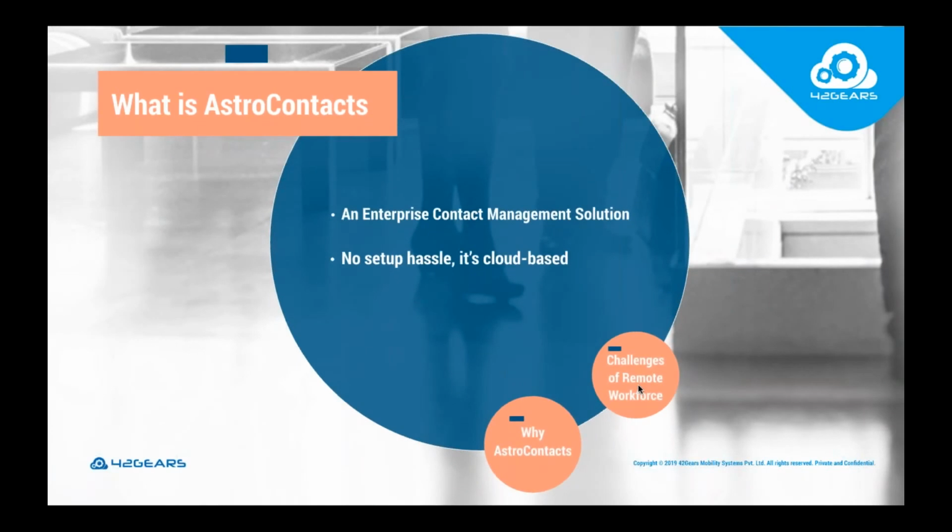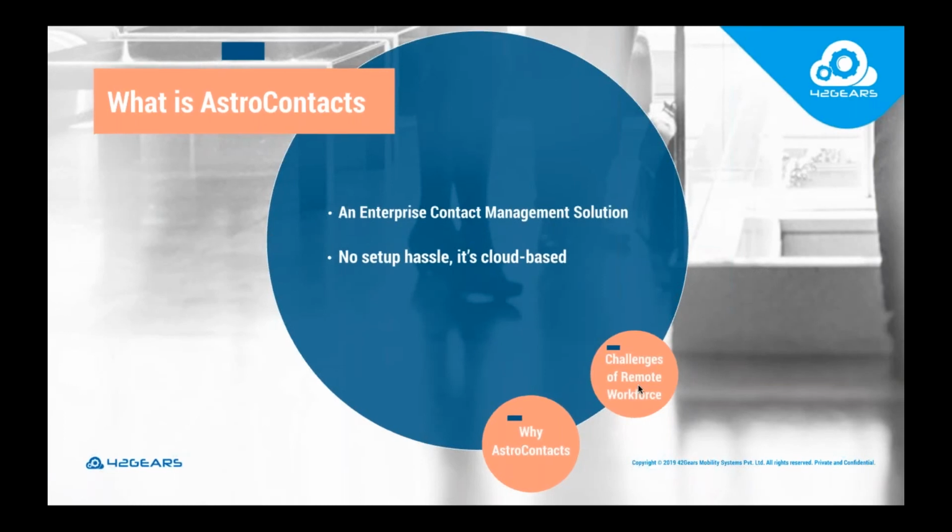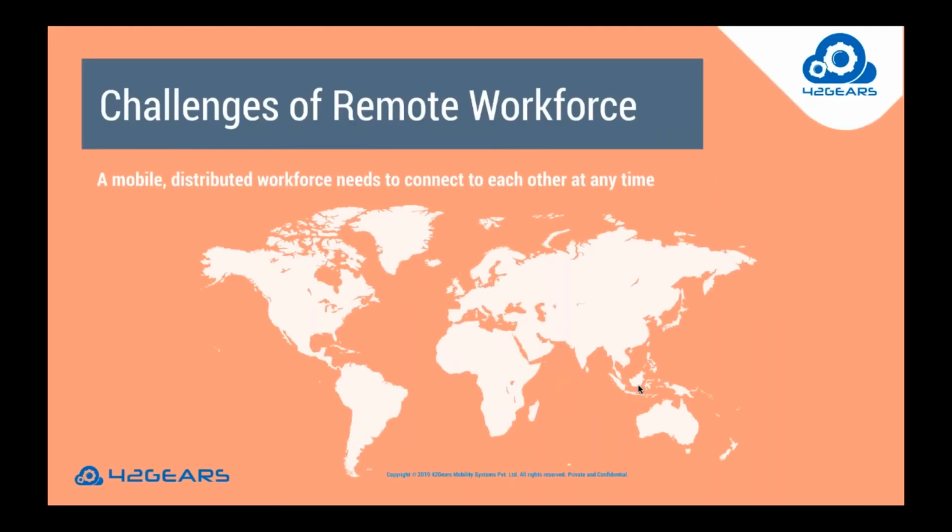AstroContacts powered by 42 Gears is an enterprise contact management tool. It empowers businesses to seamlessly share contact details such as email IDs and phone numbers between team members on any mobile platform. There's no hassle of setting up this tool. Now, that's a big plus. Let's move on to our next slide.